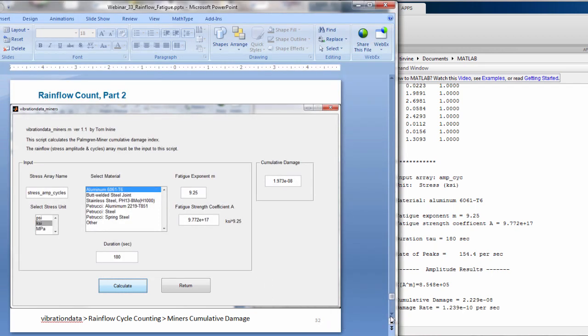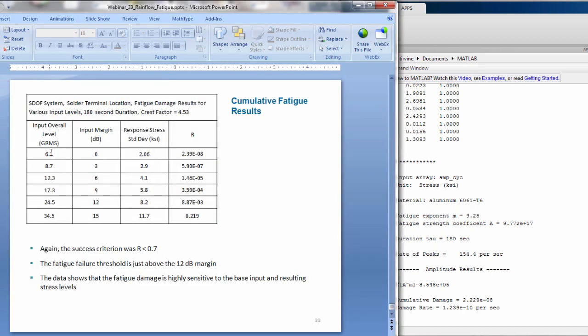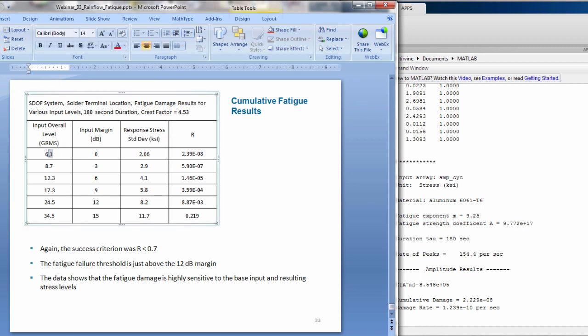So let's go to this table here, and we see, okay, for our input level of 6.1, and let me start off with the table header here. This is our single degree of freedom system, our solder terminal location, and we have the fatigue damage results for various input levels, 180-second duration, crest factor equal to 4.53. Well, that was for the slide version.